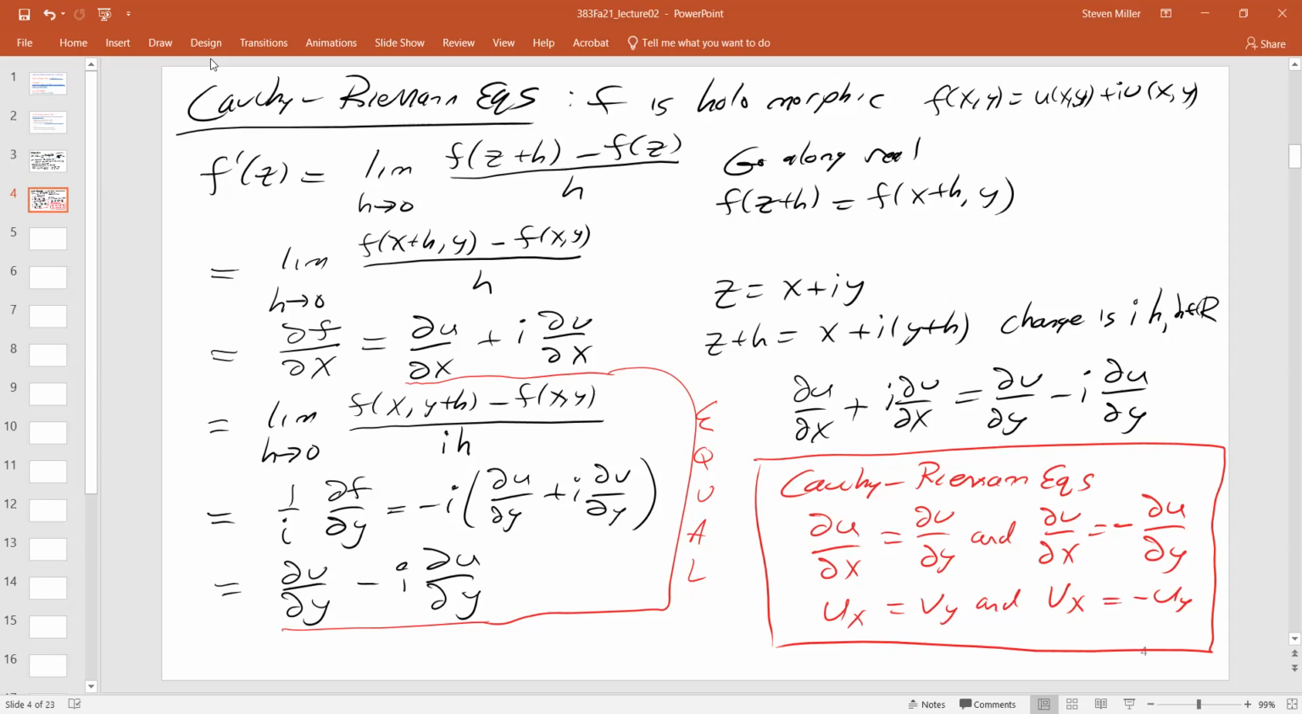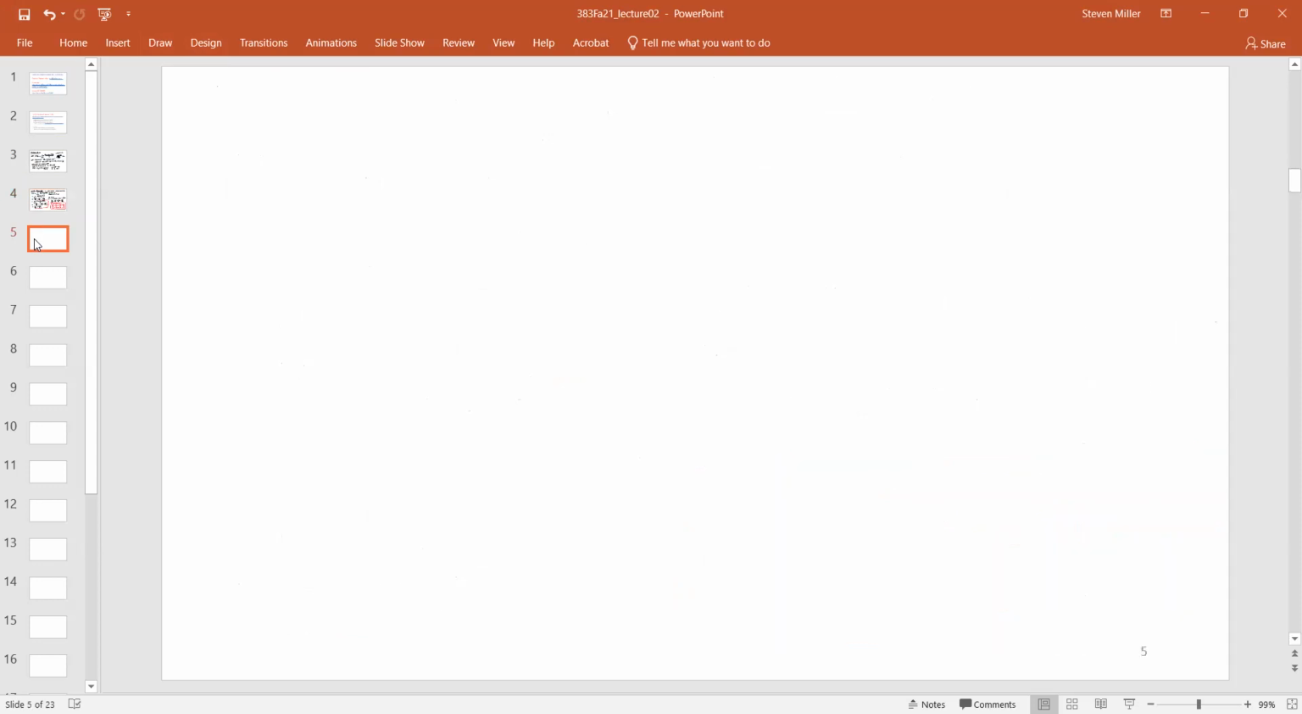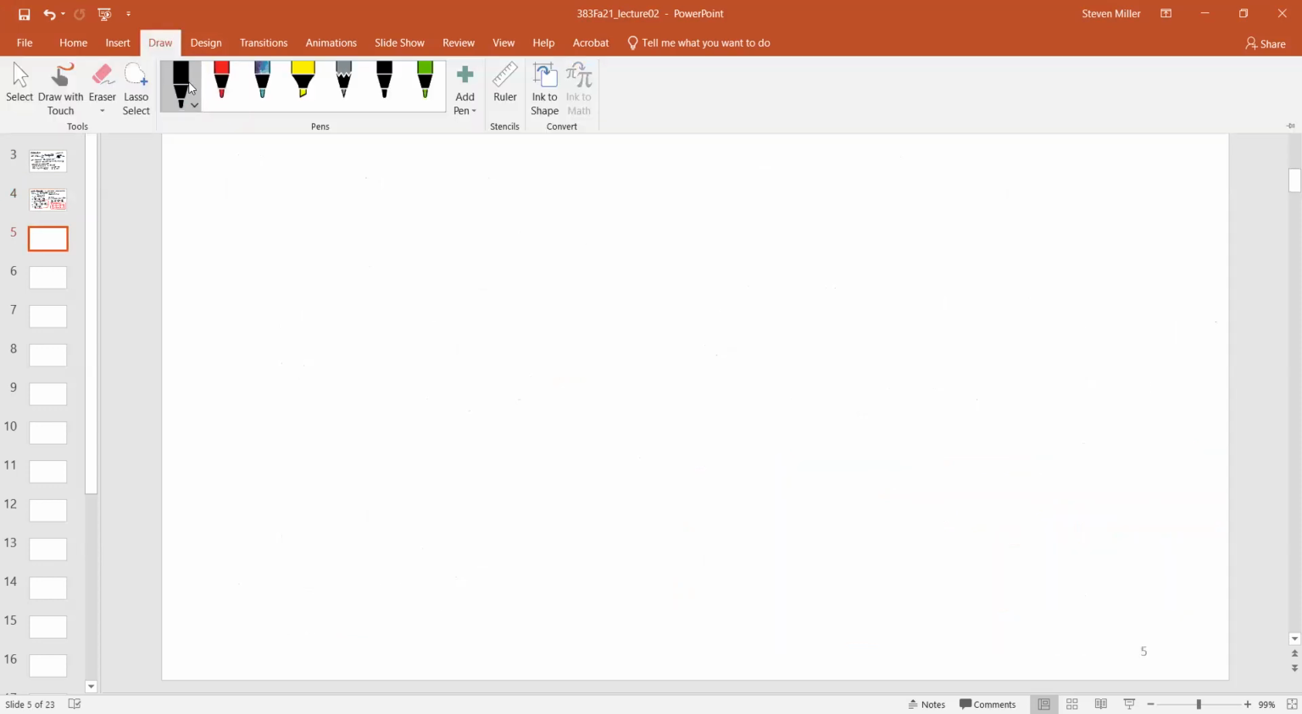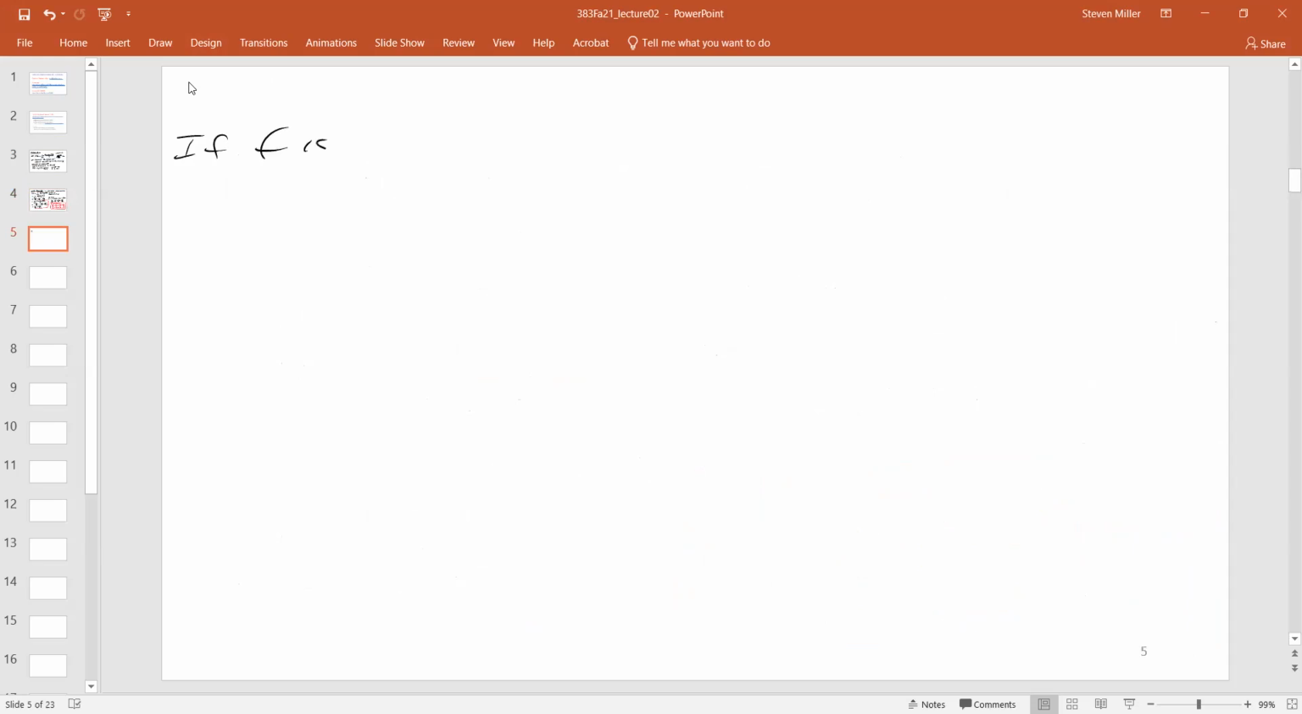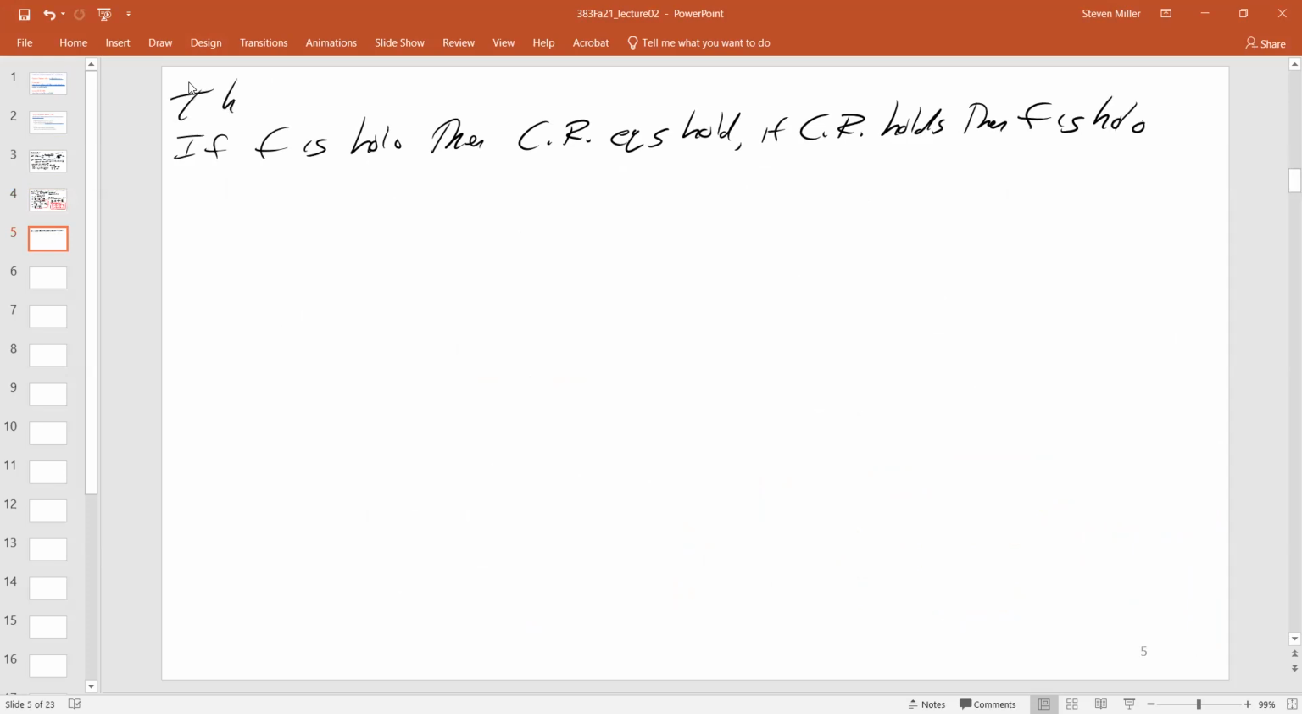Yeah, other way. So it turns out it goes both ways. So if f is holomorphic, then Cauchy-Riemann equations hold. If Cauchy-Riemann holds, then f is holomorphic. And we'll make that clear. So we've only proved half of the theorem. The other half of the theorem is in the book. All right. So what do we get?